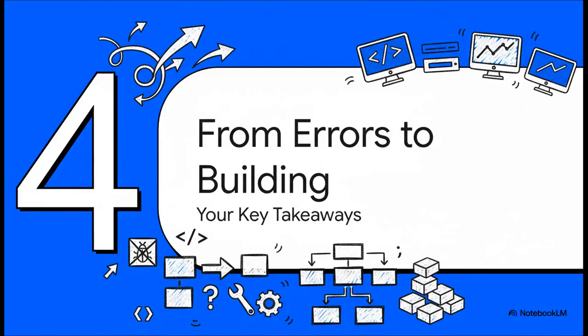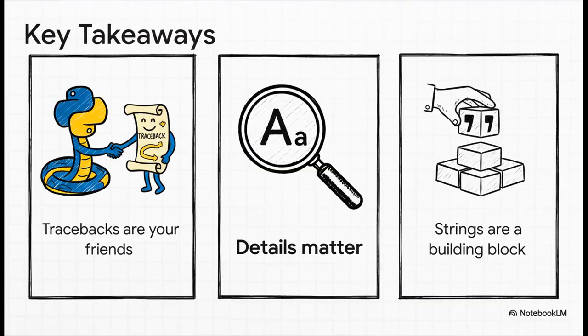Okay, let's bring it all together. What are the key things to remember from this explainer as you keep going on your coding journey? First, and this is the most important one, tracebacks are your friends. They are your guide to fixing code, not a criticism of it. Second, the details matter. Programming is precise, so little things like spelling and capitalization are absolutely critical. And finally, you're now equipped with a fundamental building block for handling text in Python, strings.